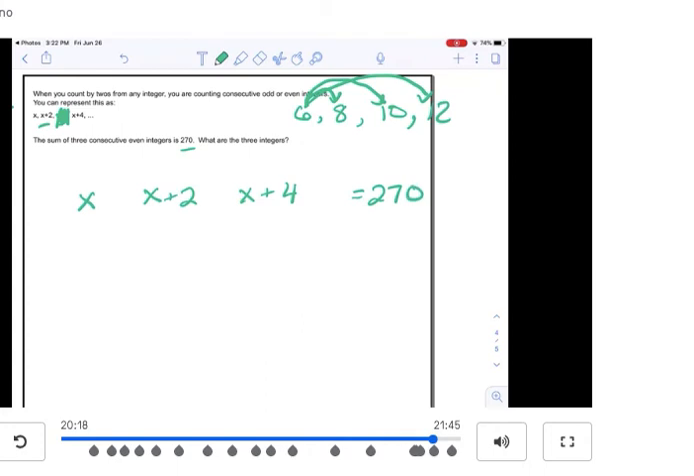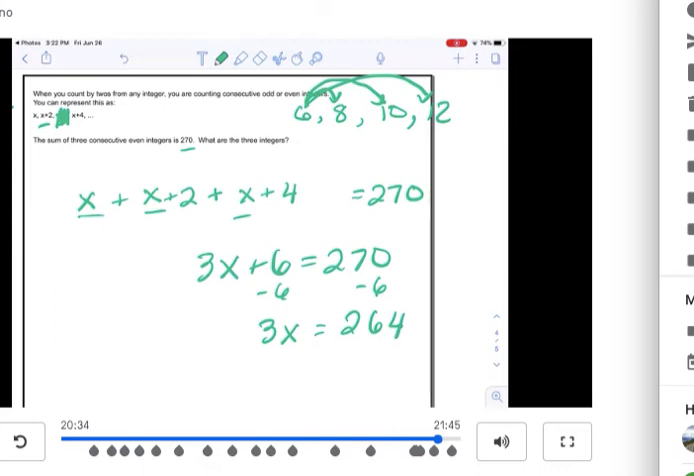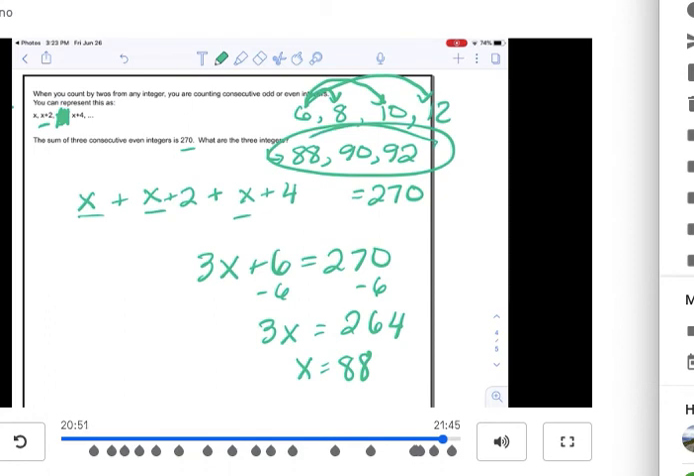Their sum is 270, so that means that you add them. Combine like terms, that's 3x plus 6 is equal to 270. Let's subtract 6 from both sides. So now let's divide by 3, and that gives me 88. What are the three integers? The smallest one is 88. Add 2, 90, add another 2, 92. Those are my numbers.